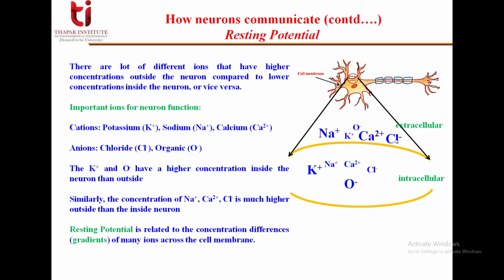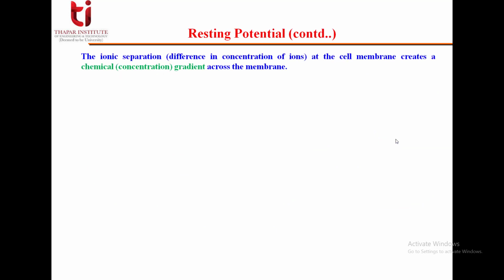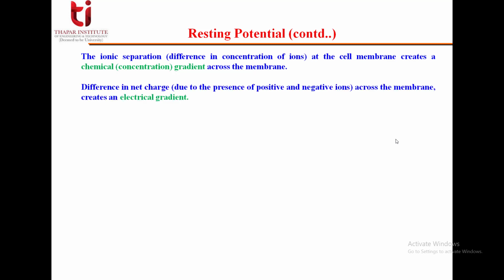Now, how do we define the resting potential? The resting potential is related to the concentration differences, or concentration gradients, of many ions across the cell membrane. This ionic separation, or difference in concentration of ions at the cell membrane, creates a chemical concentration gradient across the membrane, and the difference in net charge due to positive and negative ions across the membrane creates an electrical gradient.